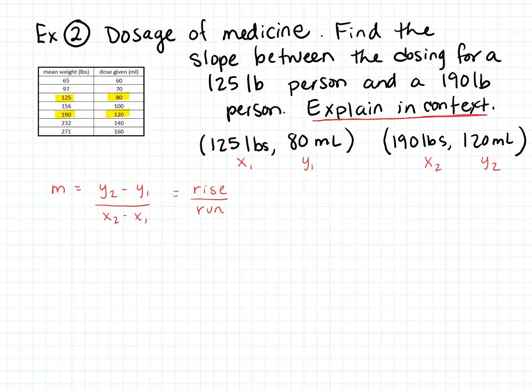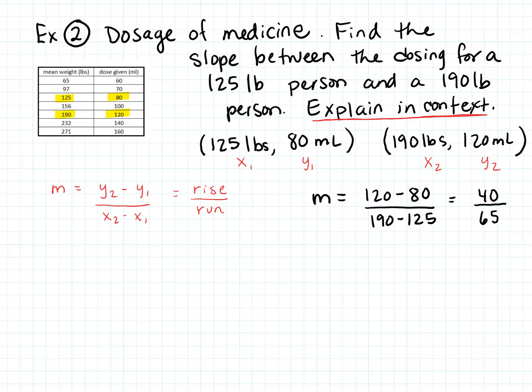Okay, so our slope here is going to be, and I'm going to drop the units until I get the numeric value of the slope, 120 minus 80 over 190 minus 125. Now, again, we could go ahead and plug this right into the calculator. We could do the numerator and the denominator. I'm going to show two steps here. So we could go 120 minus 80, and we get 40 in the numerator. And in the denominator, 190 minus 125, and that would be 65.